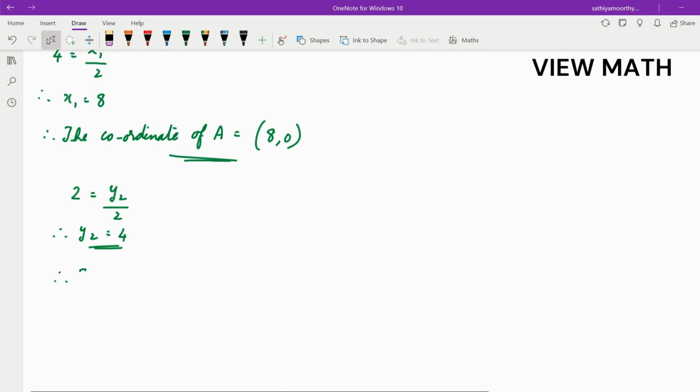Therefore, the coordinate of B is 0 comma y2, which is 4, so 0 comma 4. So we have found the coordinates of A and B.